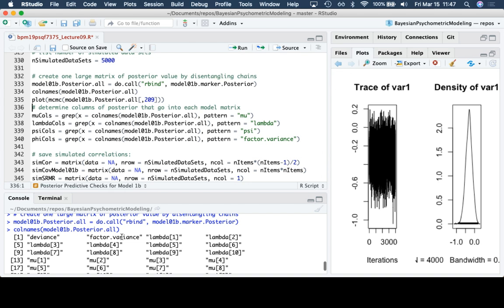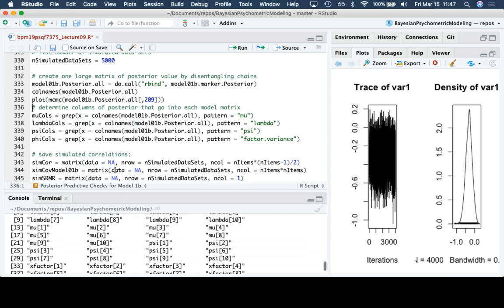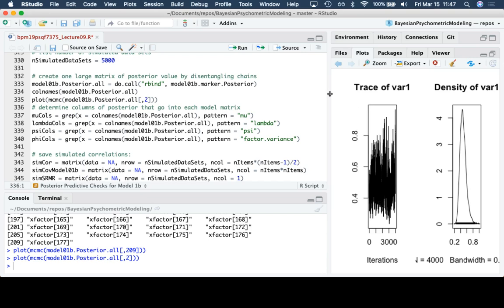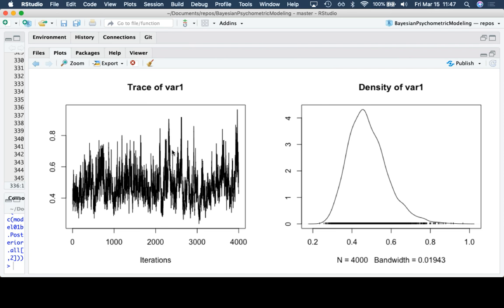Factor variance is column 2. So you want the model one and not the variance of the EAP estimates? That's right. Okay, because that's two different numbers. Right? That's right. Well, the variance of EAP estimates is not from the model.